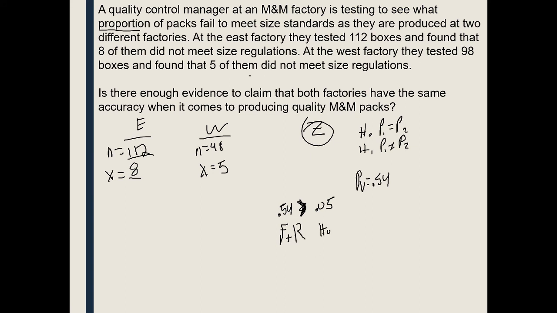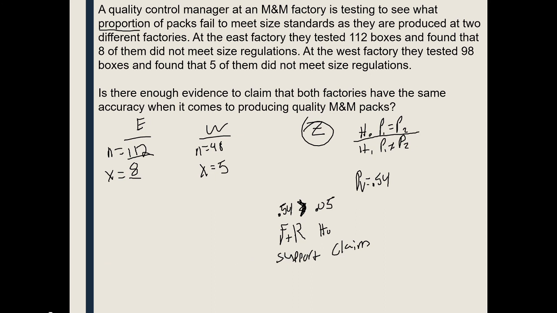And my claim was that both factories have the same accuracy. Well, this says that they both have the same number of defects. They both have the same number of packs that didn't meet specifications, which by extension means they both have the same number of packs that meet specifications as well, right, in terms of proportion. So we would say that this does support our claim. It does appear that these two factories have the same proportion of defects and quality M&M packages that they produce.